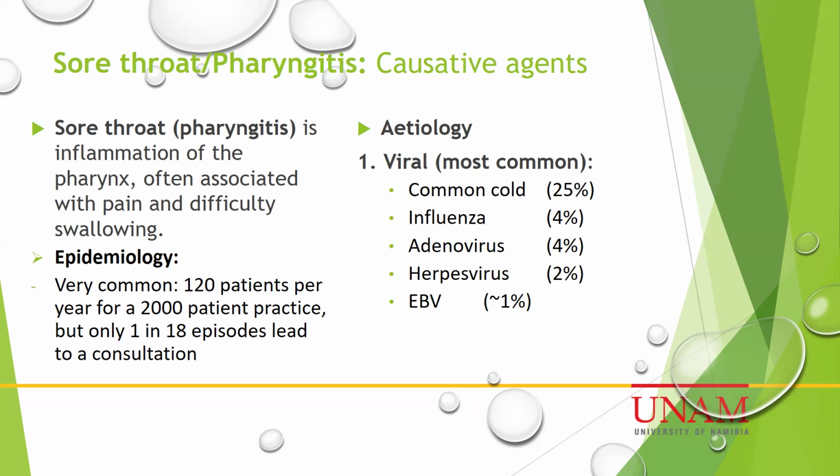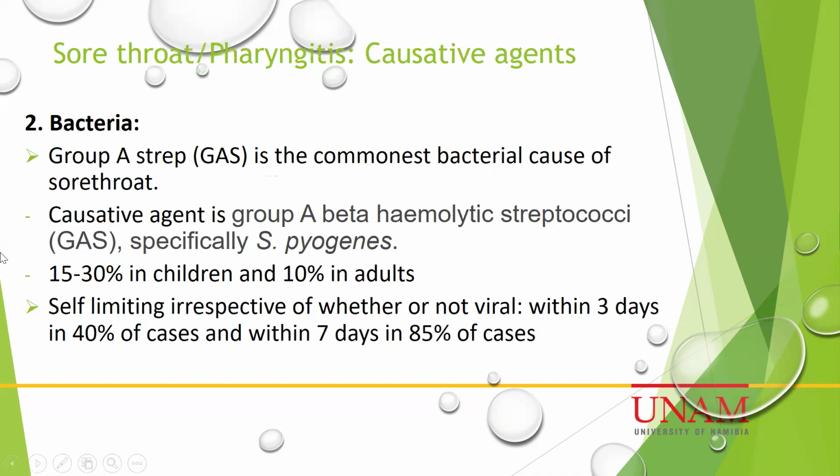All right. The common cold, the rhinovirus, is also the commonest cause of pharyngitis, which is a common viral cause, which accounts for about 25%. The influenza and adenovirus have an equal possibility of causing it. The herpesvirus and Epstein-Barr virus, less than 1%. So for viral, I have rhinovirus, which is the common cause of common cold. Then bacteria.